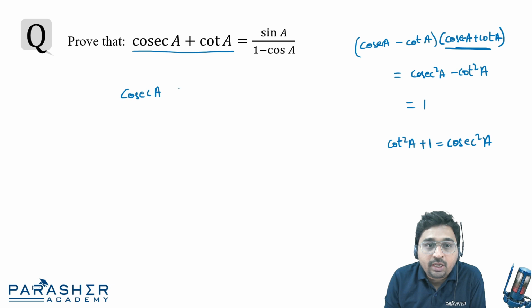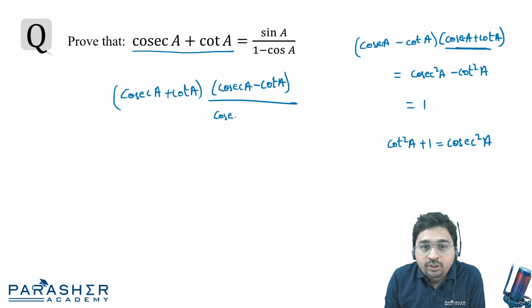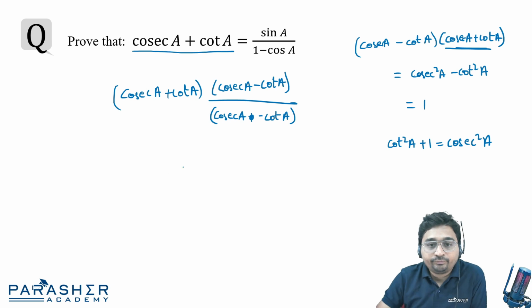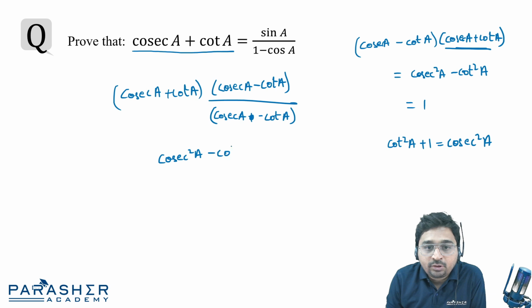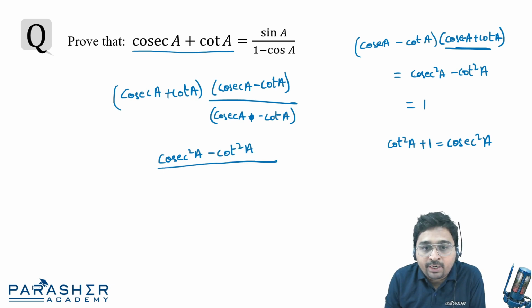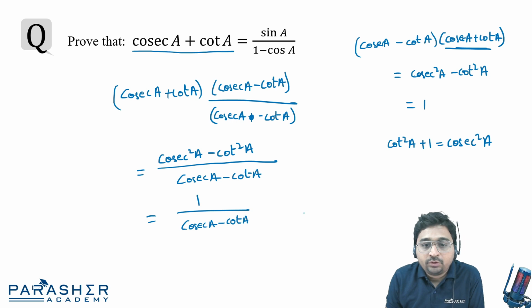So cosecant A plus cot A into cosecant A minus cot A, divided by cosecant A minus cot A, which becomes: numerator becomes cosecant square A minus cot square A, a square minus b square identity, and denominator is cosecant A minus cot A. That is equal to, numerator becomes 1, that's what we have seen, and denominator remains as cosecant A minus cot A. Now how do I proceed?